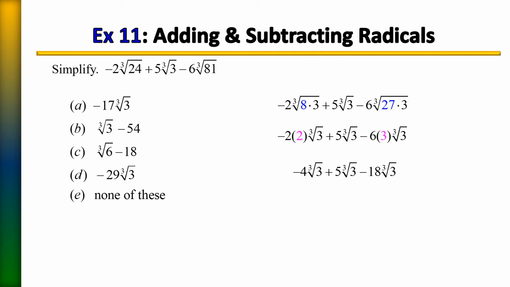What do I notice here? Our radicands are the same for all 3 terms. And when they are the same, they're like radicands, we can go ahead and add or subtract them and keep the radicand of cube root of 3. So let's go outside and just combine the outside. Negative 4 plus 5 is going to give me 1. And then 1 minus 18 is going to give me negative 17 cube root of 3. Answer choice A.